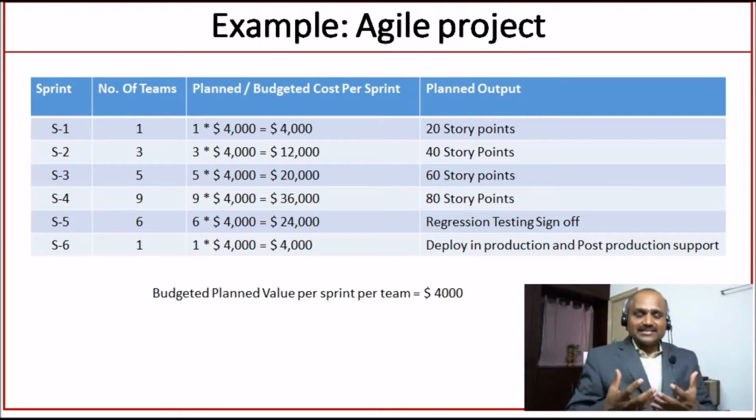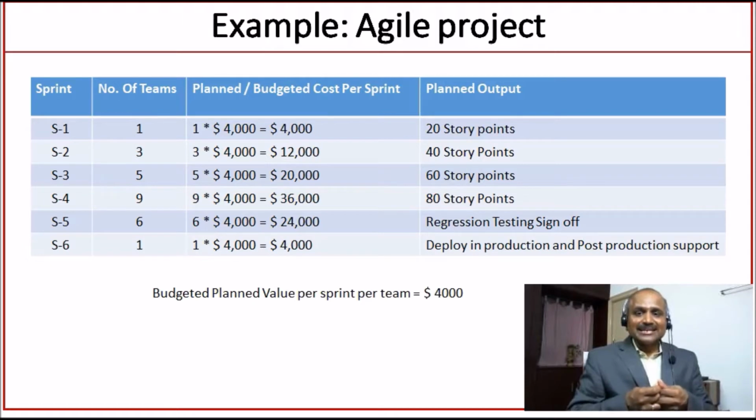Expected output-wise, in the first sprint, we expect to develop 20 story points worth of work. In the second sprint, we plan to develop 40 story points worth of work. In the third sprint, we plan to develop 60 story points worth of work. In the fourth sprint, we expect to develop 80 story points worth of work.